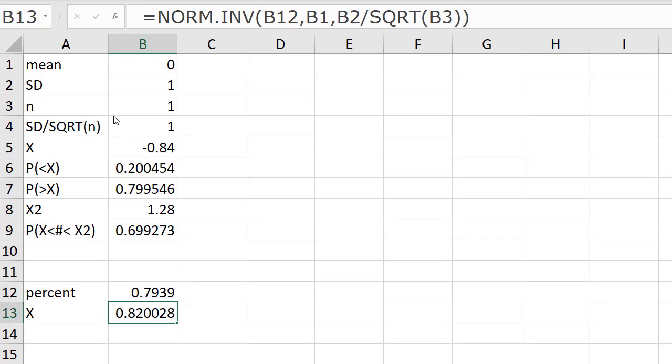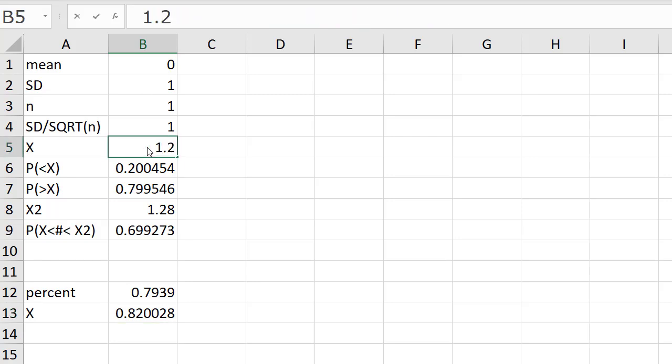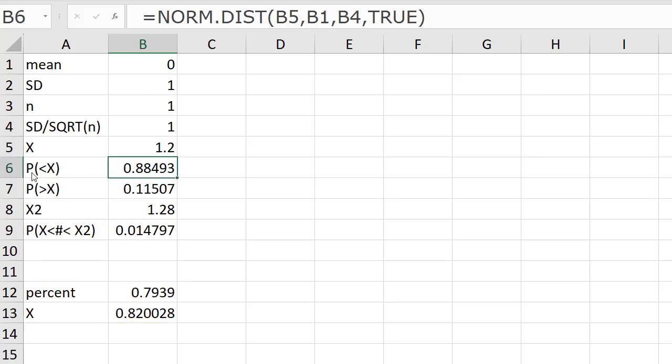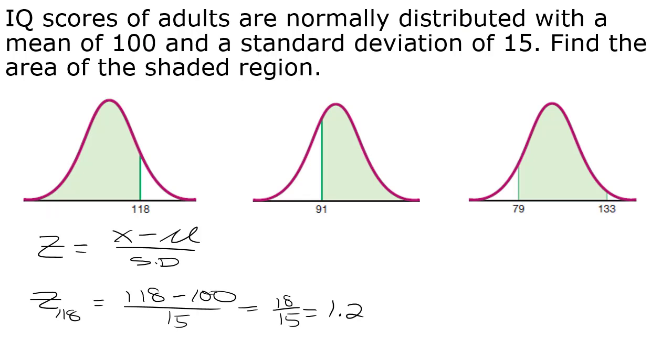So we could go to our Excel calculator spreadsheet, leave the mean at 0, leave the standard deviation at 1 because we now have a z-score, right? And our z-score was 1.2. And it tells us that the area below is 0.88493, okay?